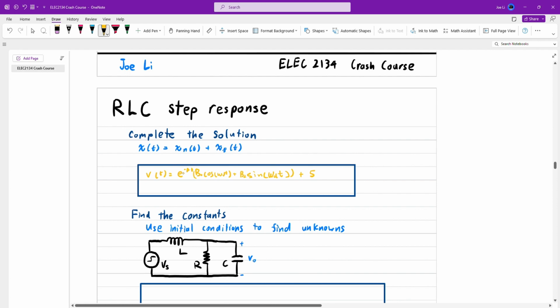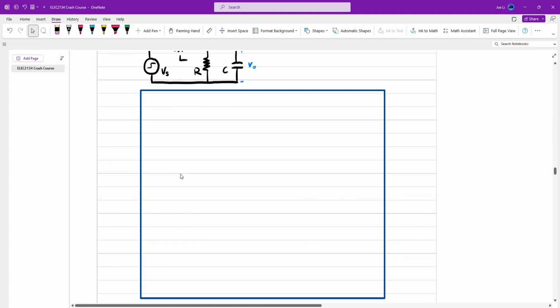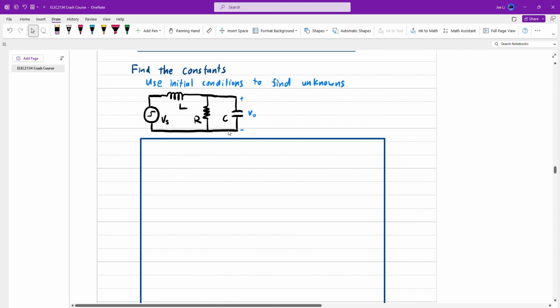Now we have some constants left in this equation, so we need to find these constants, which is the next part. The key to finding the constants is to use capacitors and inductors. What's so special about them? Well, because the voltage across the capacitor doesn't change instantly.